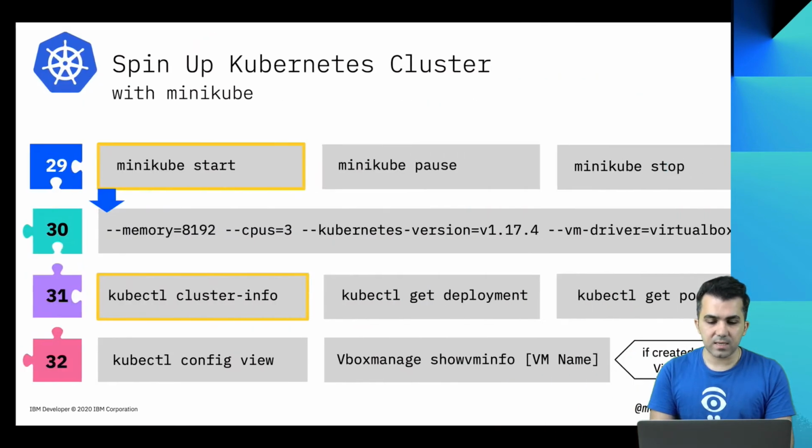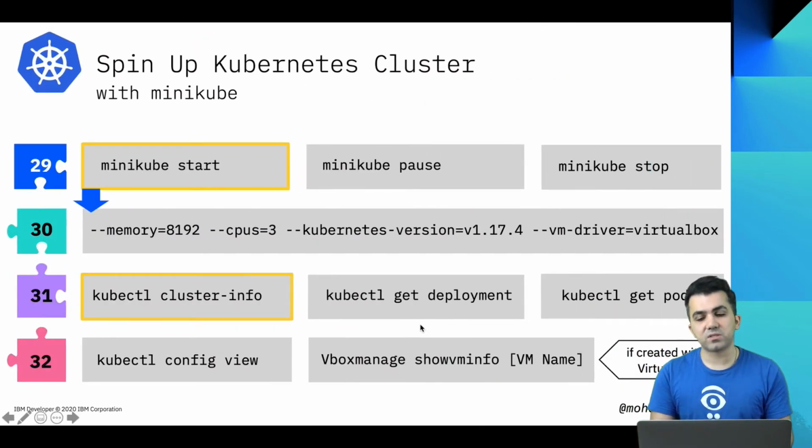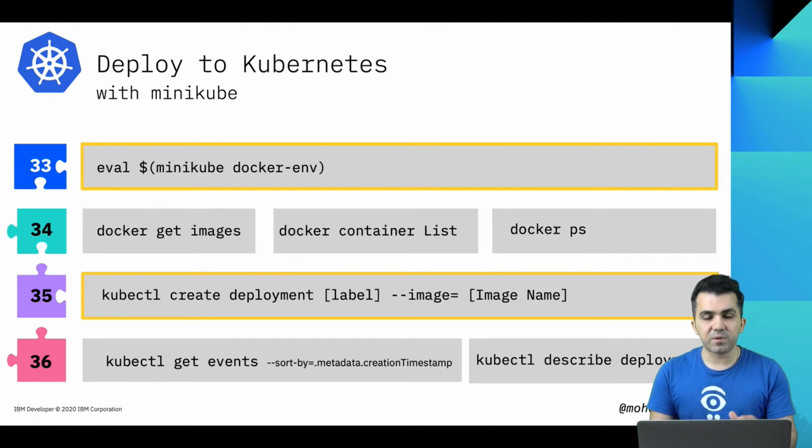Let's clear this. And also, if you are, for instance, using VirtualBox, you can look at the information about your VM using vboxmanage showvminfo. Those are some extra tips in case you want to take a look at what's actually happening, in case it's taking so many resources on your machine. If you remember from the previous lab, I told you about eval and how you can set your environment variables to use the Docker daemon in your Minikube.